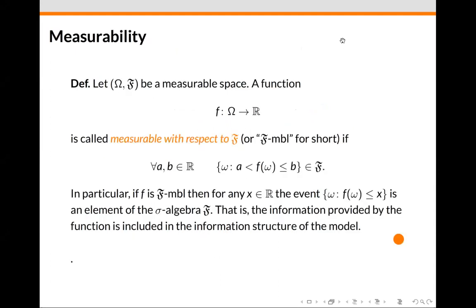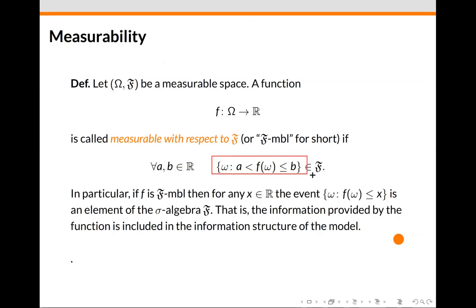Given a measurable space, and remember, a measurable space is composed of two parts. One is the sample space omega, and the other one is the sigma algebra that tells us the structure of information that we are going to allow in the model. So given a measurable space, a function is called measurable with respect to the sigma algebra if this condition is satisfied.